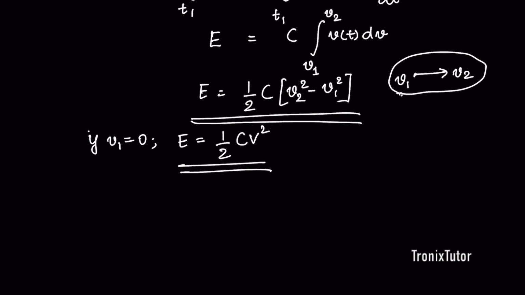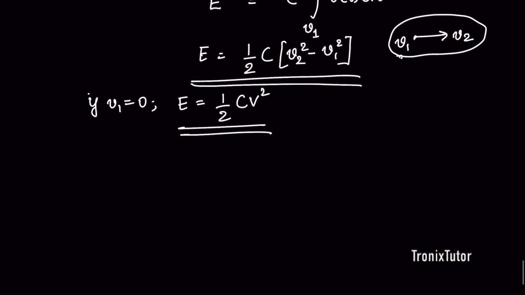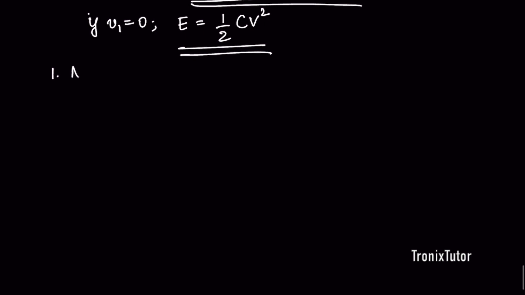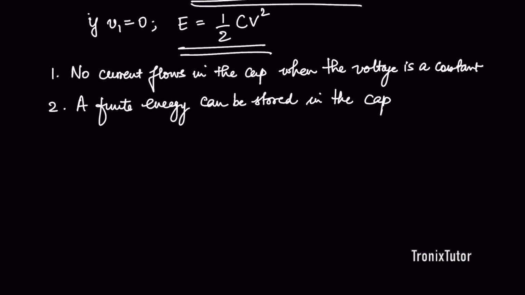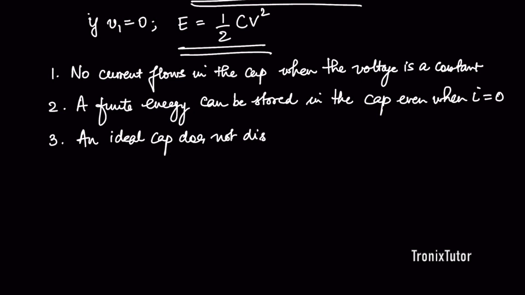half CV squared. So a couple of things to keep in mind about the capacitor. One, no current flows in the capacitor when the voltage is a constant. Number two, a finite energy can be stored in the capacitor, and this energy can be stored even when I is equal to 0. Third thing is that an ideal capacitor does not dissipate energy. So in an ideal capacitor, once I store the energy, unless I intentionally discharge or charge it up, the energy is not going to be dissipated.